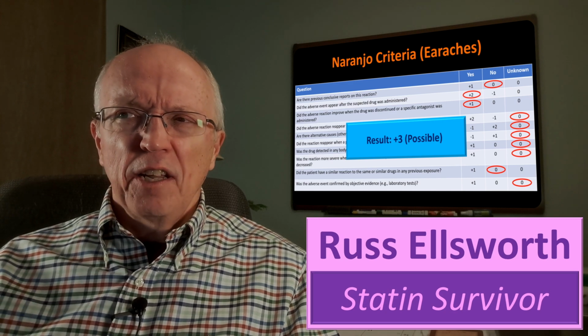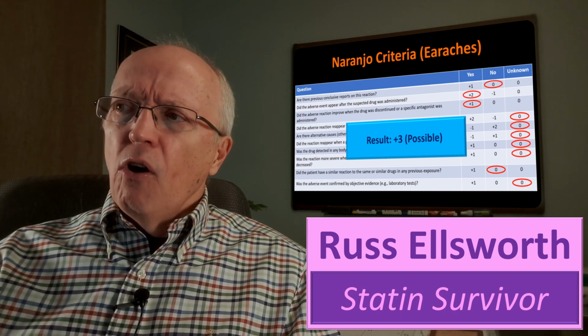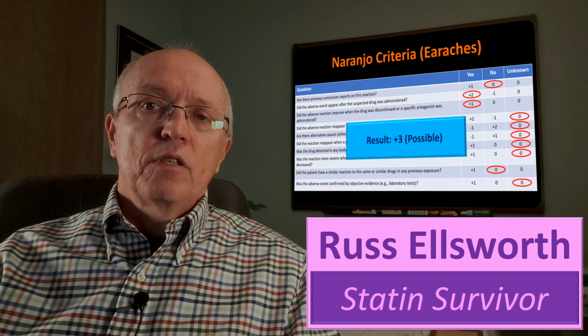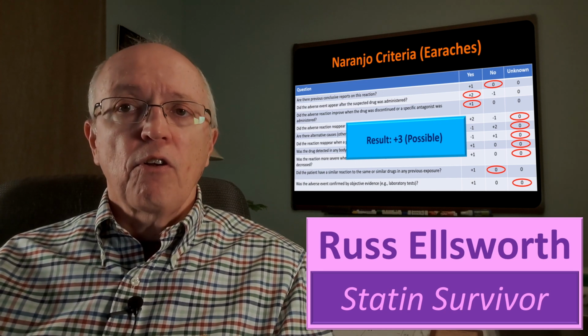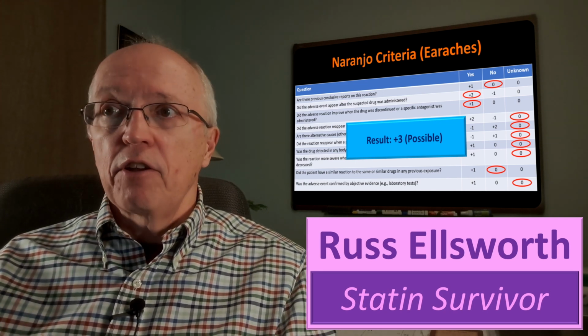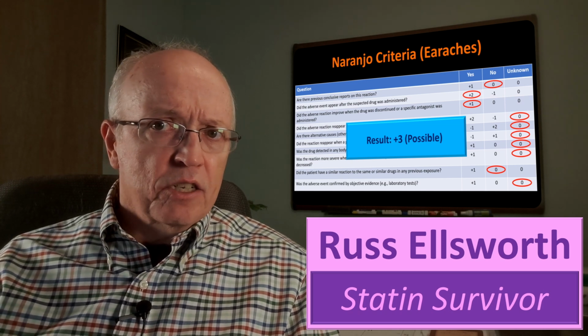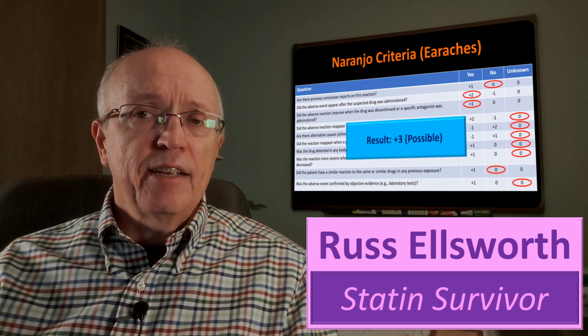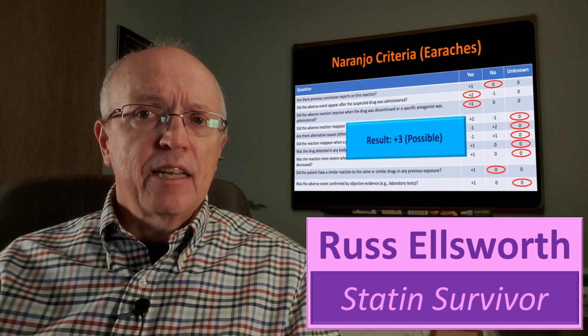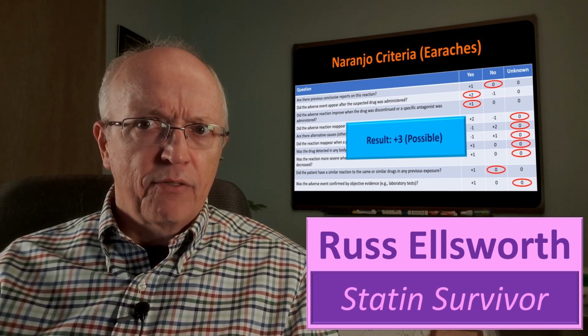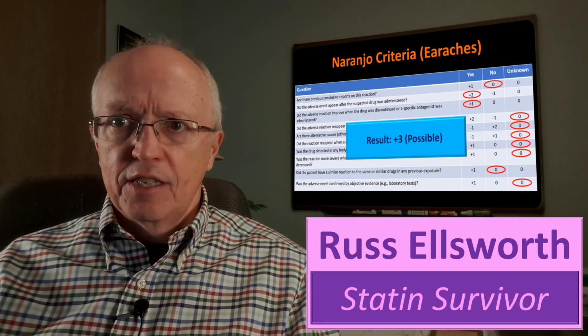I'm fairly certain that the Lipitor was causing it. All those zeros there, all those unknowns. The unknowns are the things that you could do further investigation and maybe figure more things out. There's no reason to do it at this point, because it's not going to change my decision on whether to take statins or not. It would just be an academic exercise, and I'm certainly not going to subject myself to taking high doses of Lipitor just to see if I get earaches.